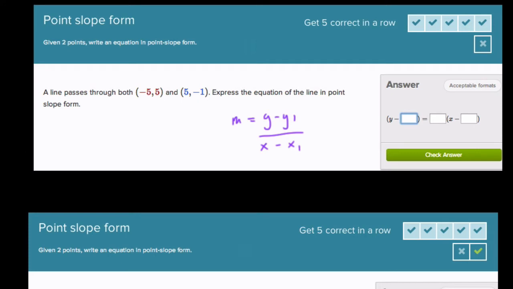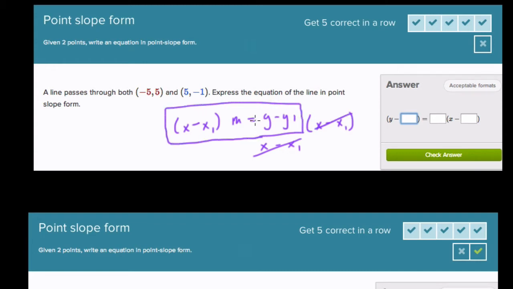If I multiply the right side by x minus x1 and the left side by x minus x1, these cancel out, and what's left is this right here. And this is point-slope form. In point-slope form, you have the difference of the y values on the left-hand side here. And then on the right-hand side of their diagram, on the left of mine, we have slope, that's this value right here, m. So here's delta y, here's slope, and then here's delta x. It's just rearranging the slope formula.